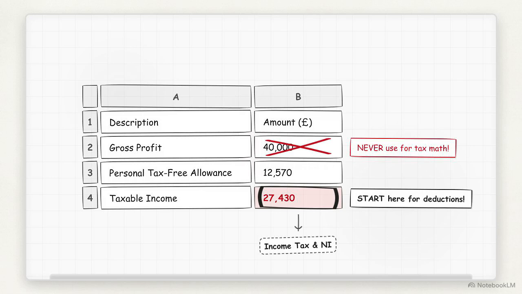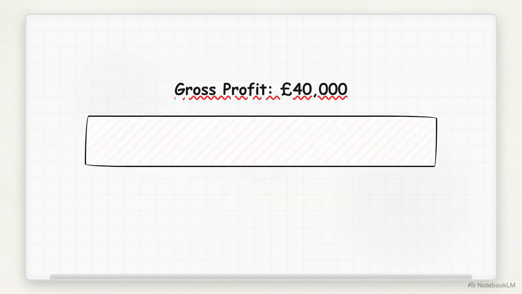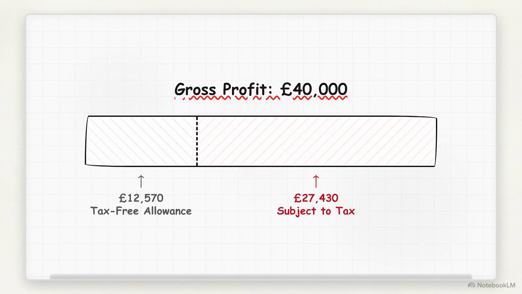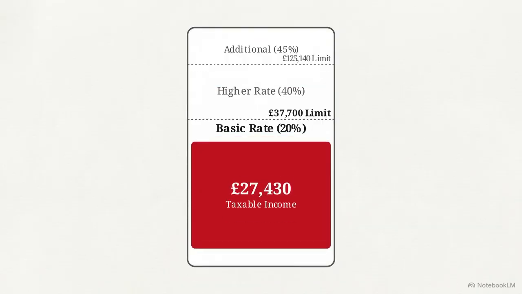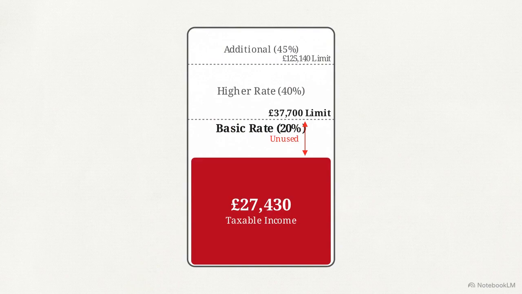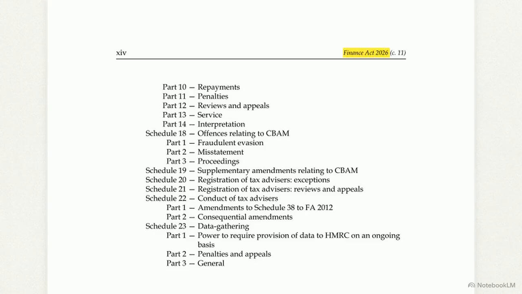This establishes a critical rule for your spreadsheet. Every income tax calculation we do from here on out must pull from this specific taxable income number, never your gross profit. Now we apply the standard income tax layer. If you live in England, Northern Ireland, or Wales, this £27,000 taxable chunk falls squarely into the basic rate band. Looking at the official Finance Act 2026 text, Section 3 confirms that the default basic rate for this tax year is set at exactly 20%.